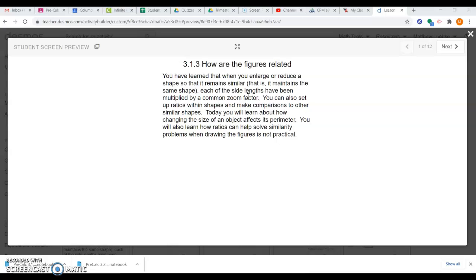Today, we're going to practice more setting up ratios to figure out what the missing sides would be, and then we're also going to investigate what's happening to the perimeter of these shapes as the shapes are growing by this zoom factor or being enlarged.